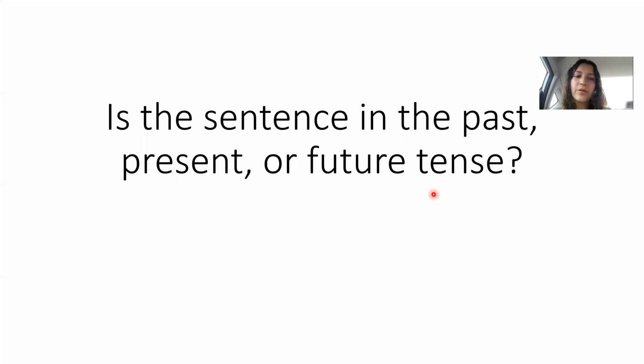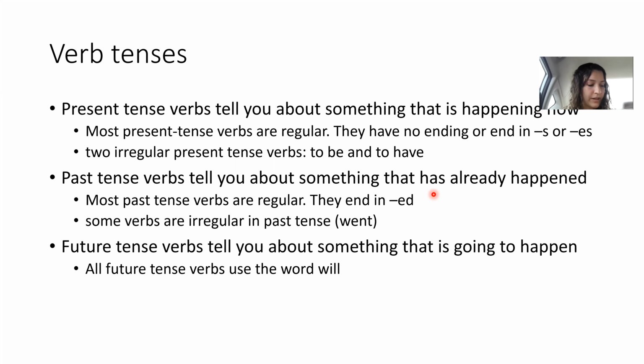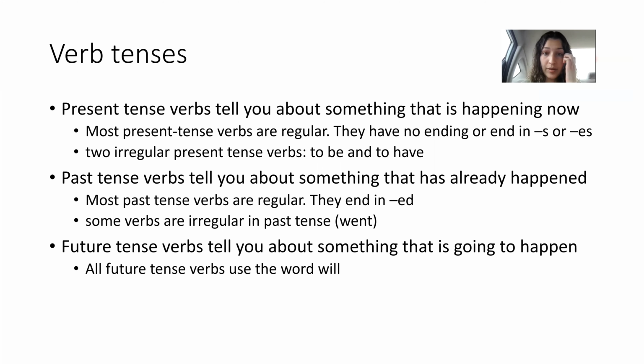Hi everybody, today we're going over whether the sentence is in the past, present, or future tense, with examples. Before we jump into the examples, let's go over what present, past, and future tense verbs look like. Present tense verbs tell you that something is happening right now in the moment. Generally speaking, they're of a regular form and either have no particular ending or may end in S or ES. There are two common irregular present verbs, to be and to have, which you'll have to memorize.